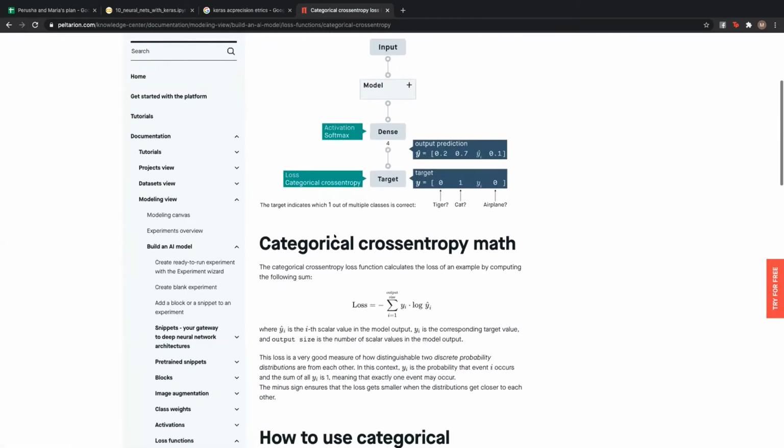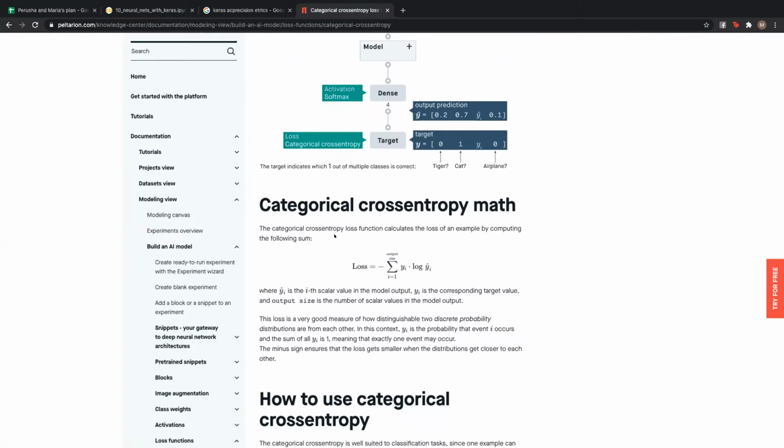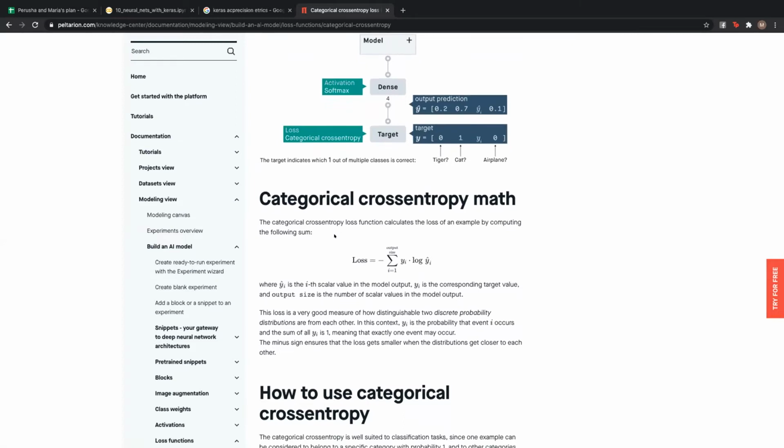Oh, this might be a good one. Yeah, go on. No, I was just trying to reiterate your point that we don't need the whole one hot encoding. So cross entropy is basically summation of yi times log yi. So log yi is basically the predicted probability, right? So your yi, sorry, log of y cap.